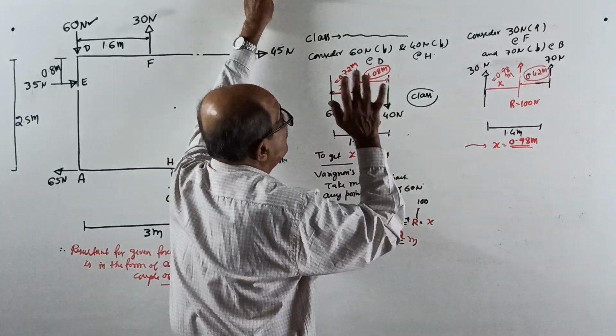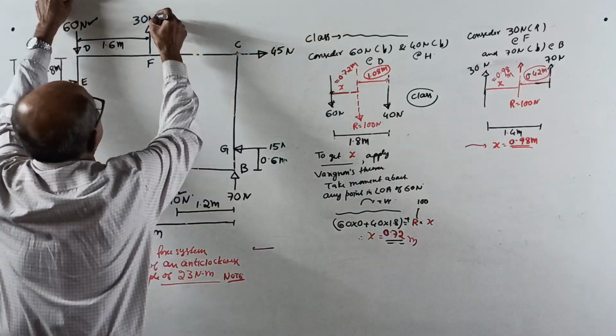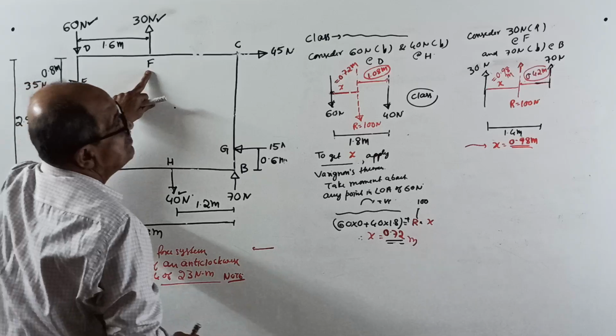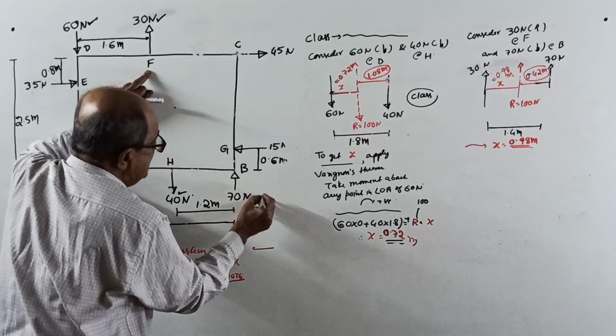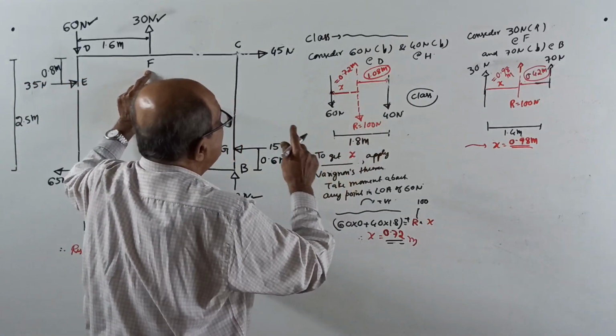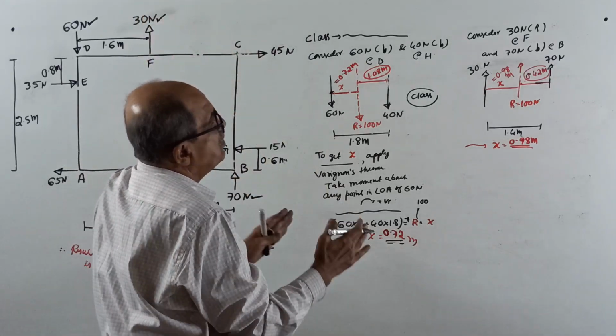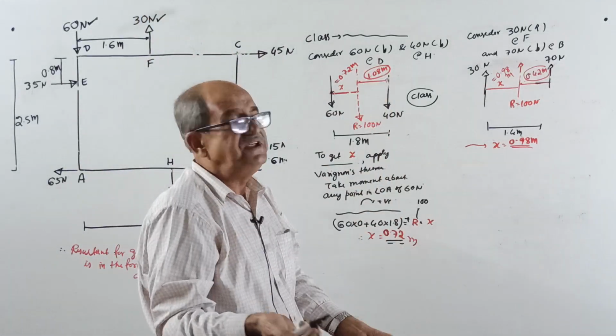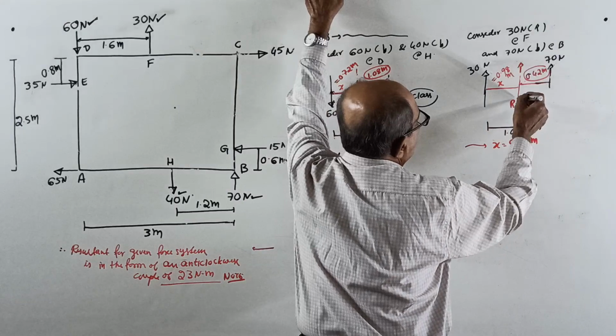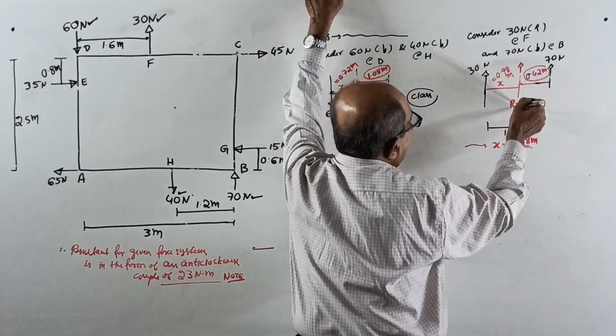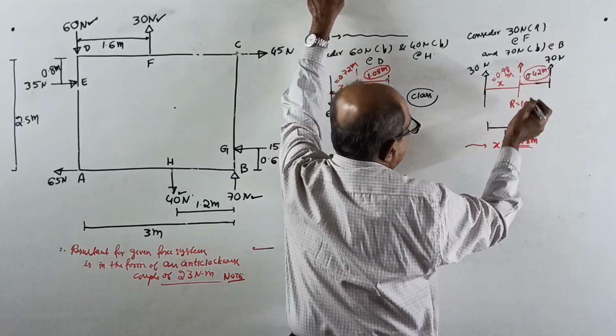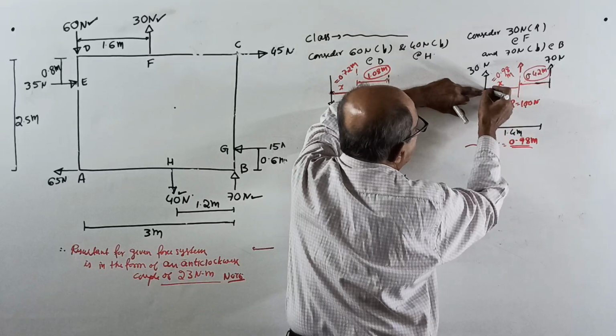Now consider 30 Newton force at F and 70 Newton force at B. Both are upwards. Repeat the procedure. Let the resultant equal R. This R is not that R. R is 100 once again. To locate, take moment about this point.